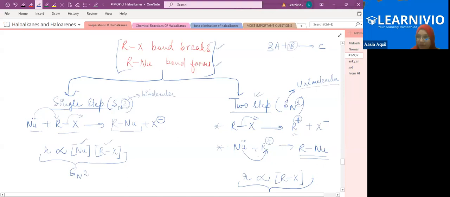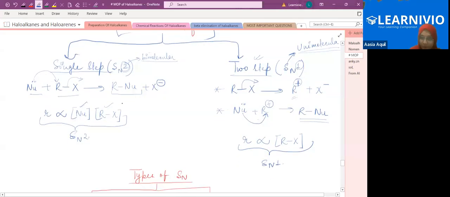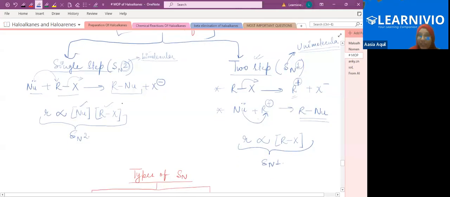So the SN1 reaction is a unimolecular type of reaction, and the SN2 type of reaction is bimolecular. This 2 denotes bi, so a bimolecular type of reaction. Don't be confused: it does not mean it has two steps. This 2 just denotes the molecularity of the reaction, not the number of steps.